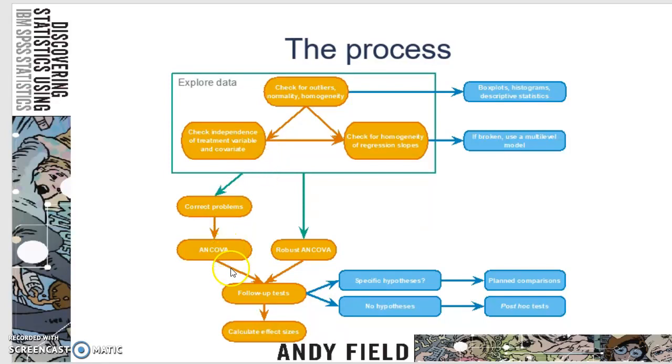You run your ANCOVA. You do any follow-up tests, and your follow-up tests are just like we did with ANOVA. If you had specific hypothesis statements, you do your planned comparisons. If you have no hypothesis or non-specific hypothesis, you do a post hoc, and then you calculate effect size. So that's the process of running your ANCOVA.